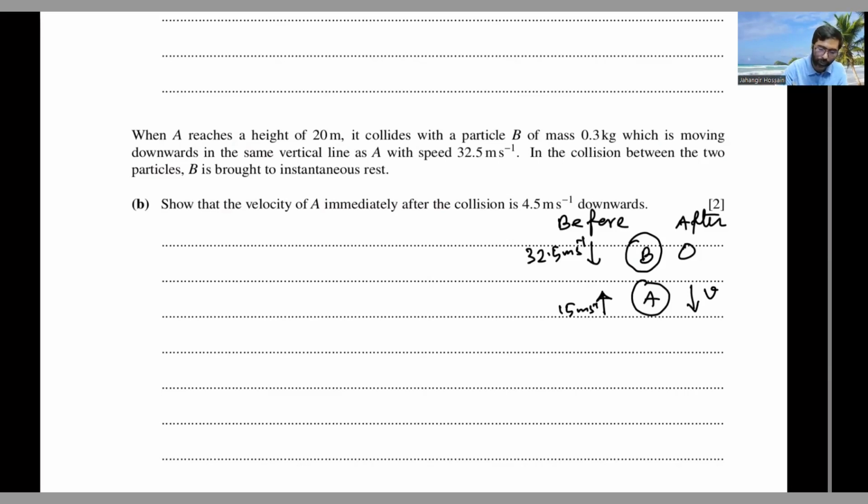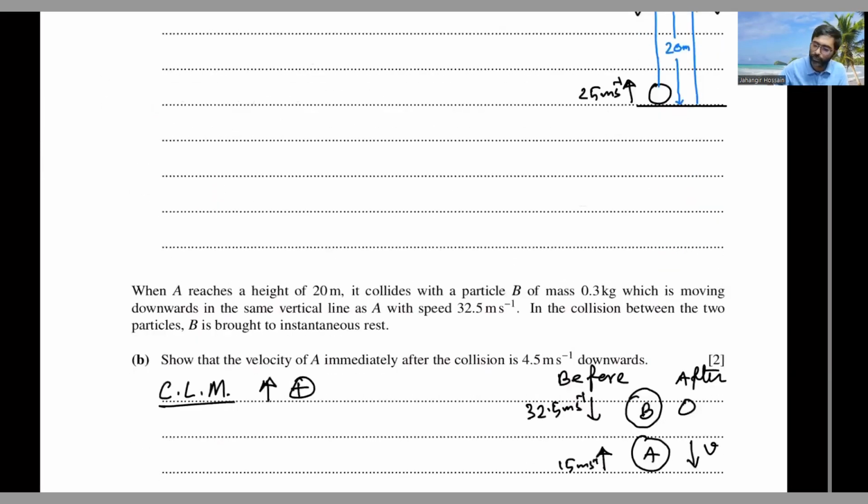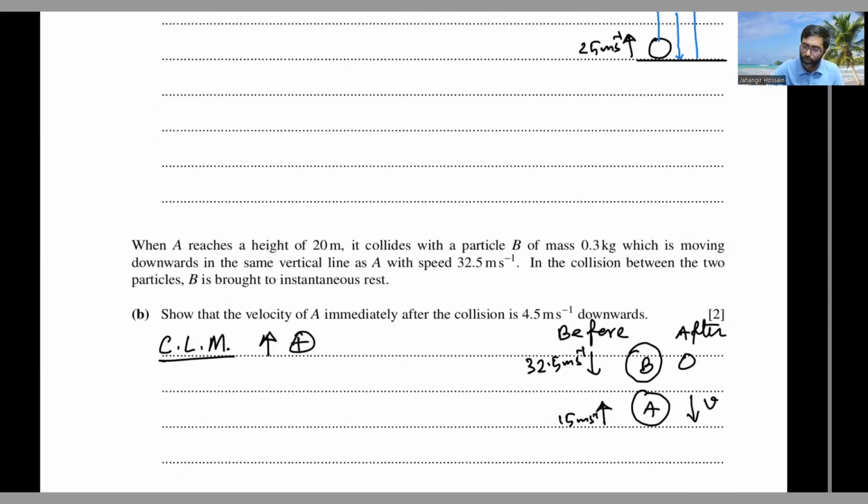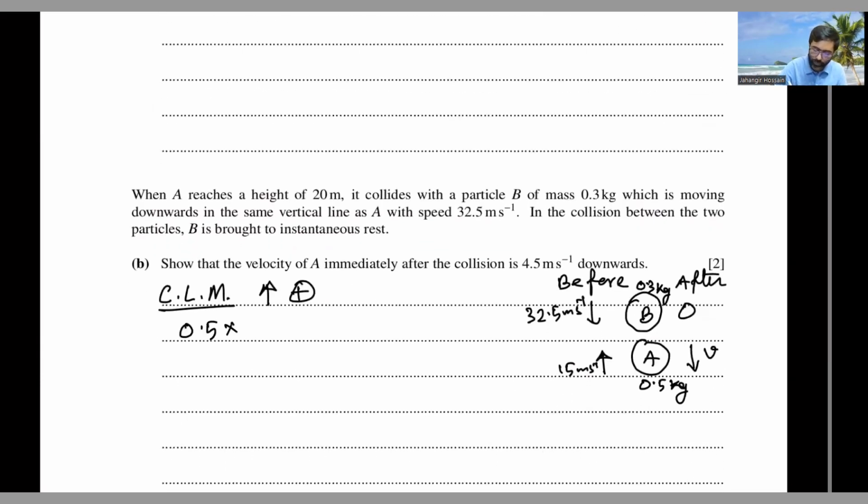Now, if we apply the law of conservation of momentum, we have the sum of momentum. If you consider the upward direction to be positive, the mass of A is 0.5 kg, and the mass of B is 0.3 kg. So 0.5 into 15 plus 0.3 into minus 32.5 equals 0.5 into V plus 0.3 into 0.